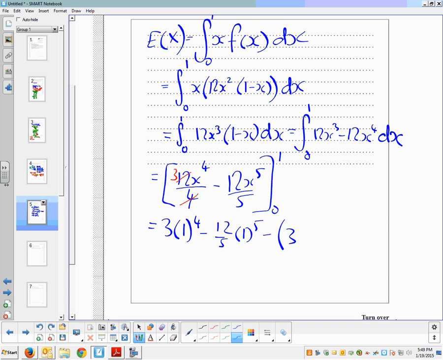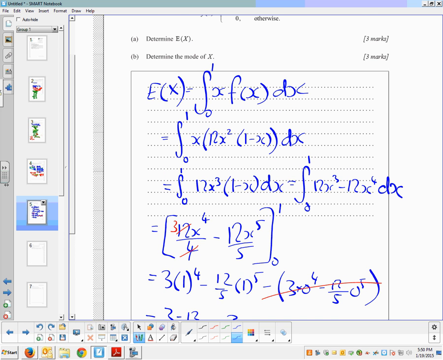So 3 times 0 to the 4 minus 12 over 5, 0 to the 5, it's just going to be nothing. So that's 3 minus 12 fifths, which is 15 minus 12 over 5, which is 3 fifths. That is part A.